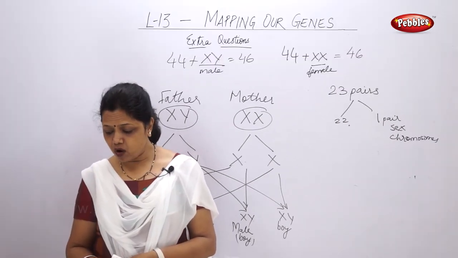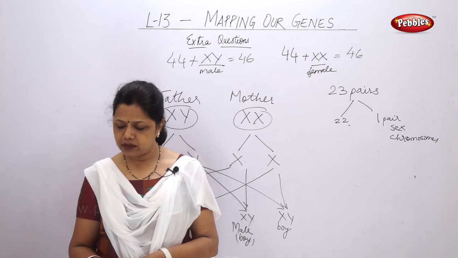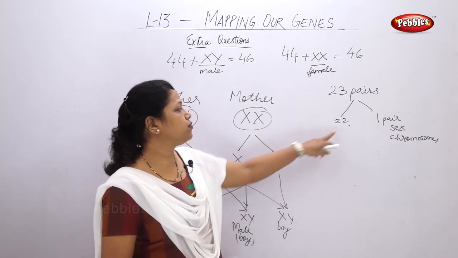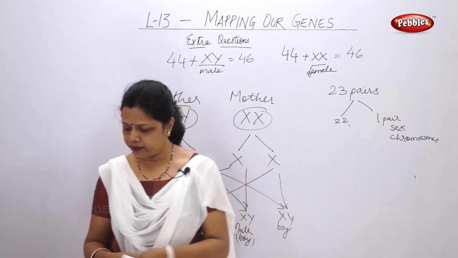How many pairs of autosomes are present in human beings? There are 22 pairs of autosomes present in the human being.